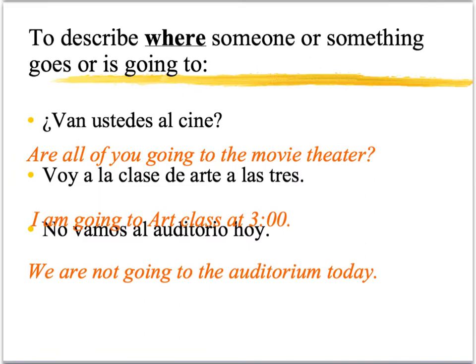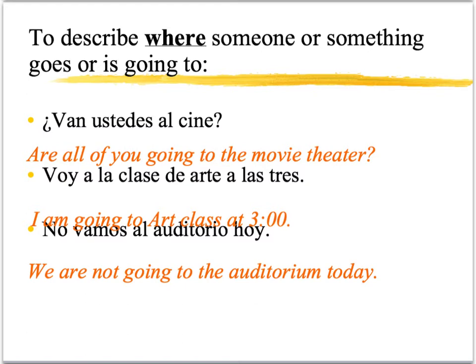To describe where someone or something goes or is going to, we use the verb ir. So that's where we basically use ir most of the time, is just to talk about where someone's going. So for some examples, ¿van ustedes al cine? Are all of you going to the movie theater? Or are y'all going to the movies?